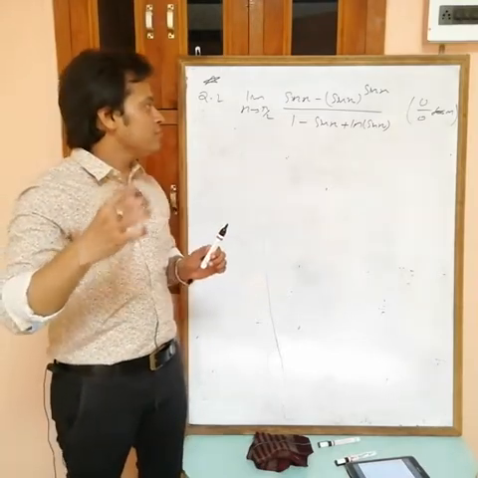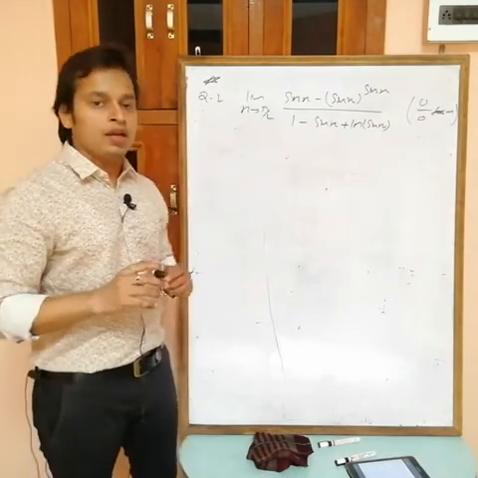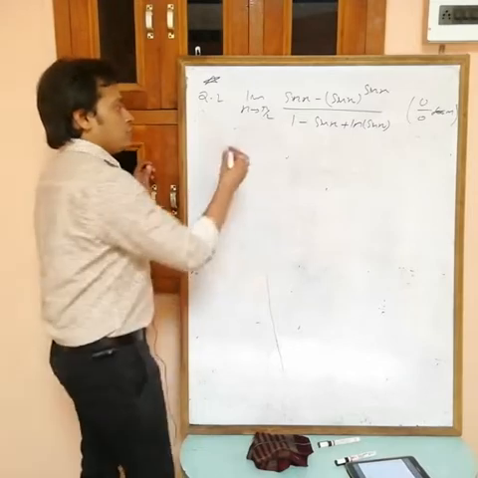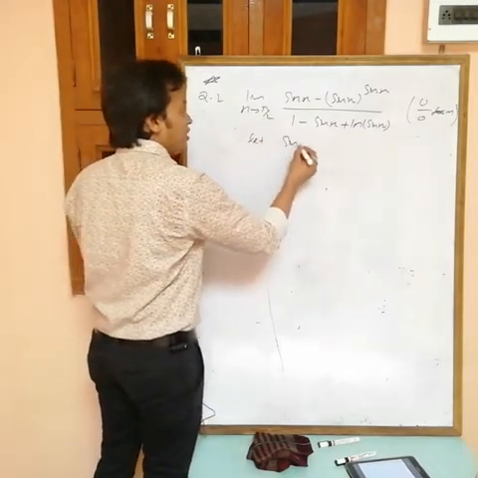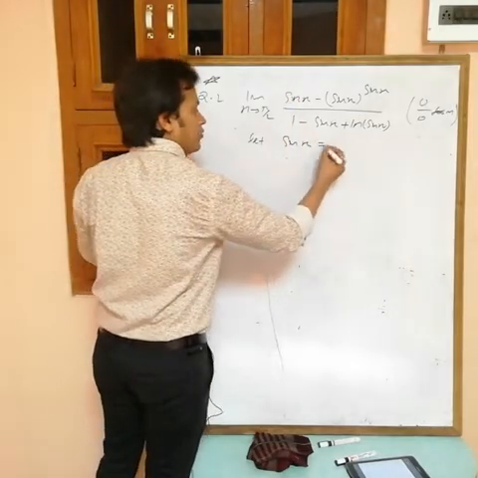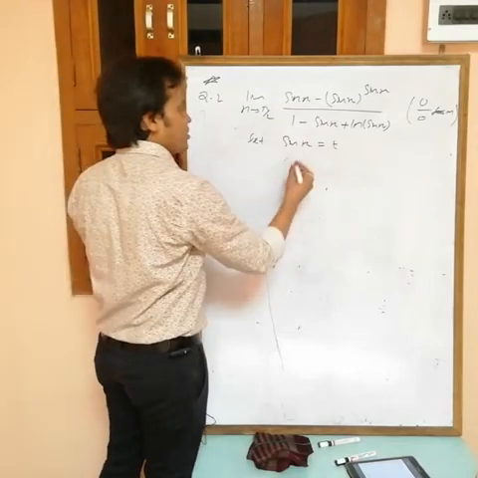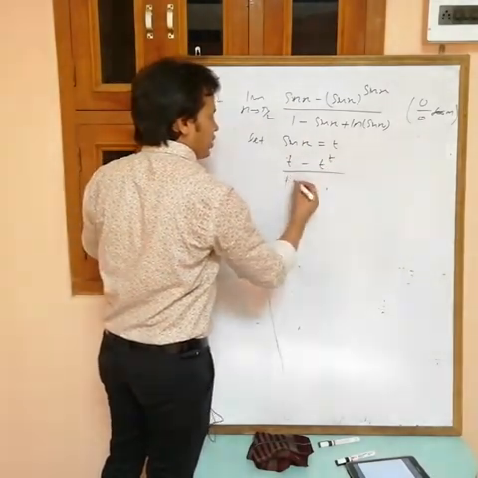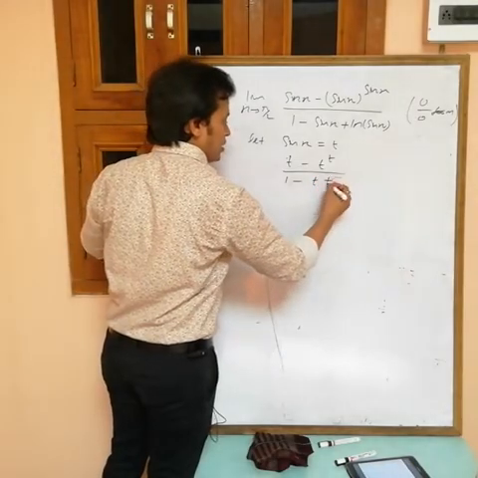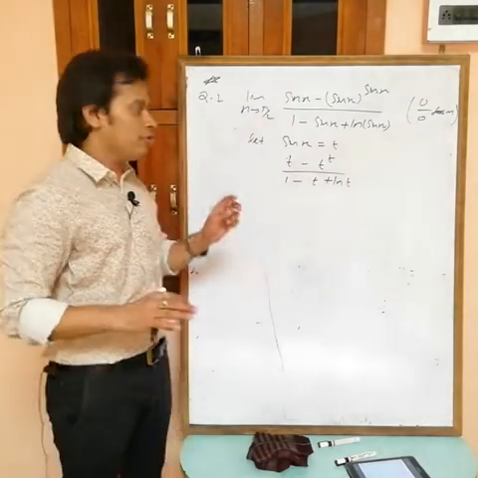Suppose this is in terms of sin x, so I can replace sin x as t. So see, I am using substitution. Let sin x, to simplify this, equal t. If we put sin x equals t, what are we getting? t minus t power t by 1 minus t plus ln t. Now the question is completely in terms of t, so no problem.